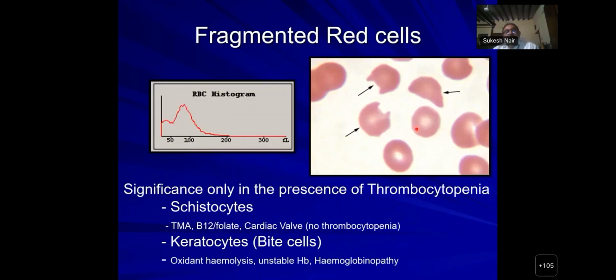Sometimes you can identify these fragmented red cells on your red cell histograms also. You don't need a 5-part cell counter. And it's significant when there's thrombocytopenia because sometimes the red cells are also being counted as platelets. So you must realize that schistocytes indicate presence of thrombotic microangiopathy in the absence of thrombocytopenia, cardiac valve, and B12 folate deficiency. But you must also realize that the same histogram you can see when there are bite cells or keratocytes, which are seen in oxidant hemolysis, unstable hemoglobinopathy, as well as hemoglobinopathies.